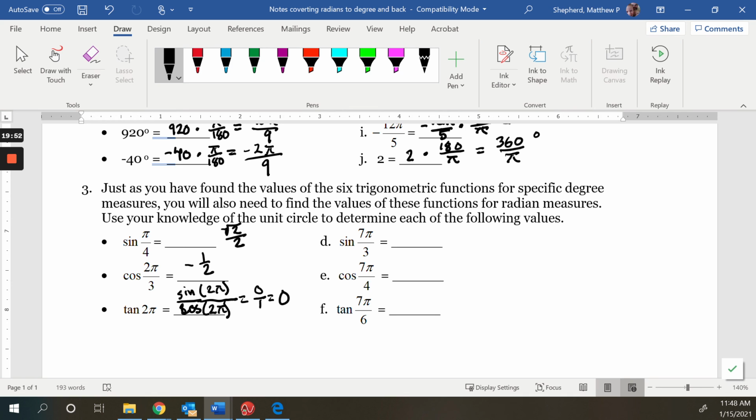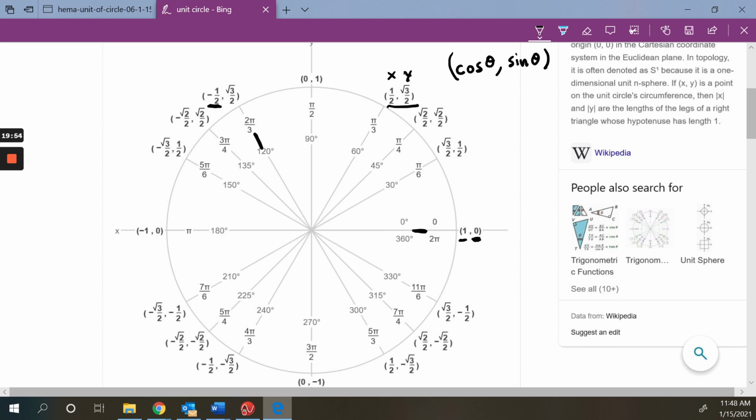All right, sine of 7 pi thirds. So our 7 pi thirds. See if we can find that.